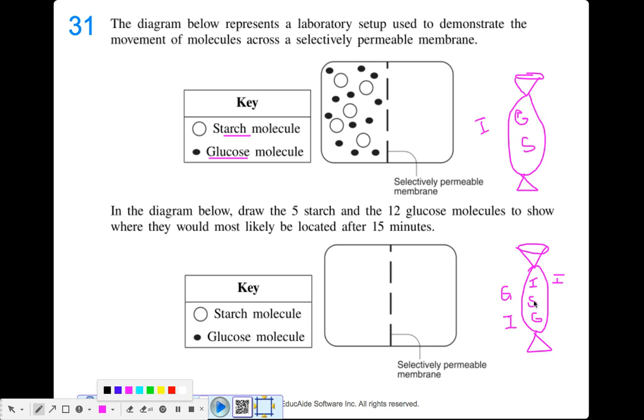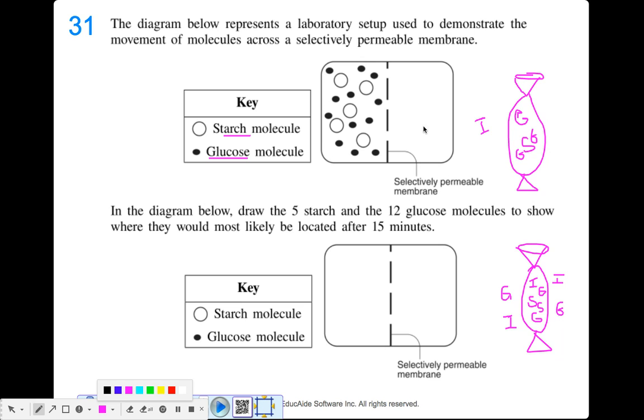So just think about this. Starch was too big to get out, but the glucose was able to get out. Just draw some more G's in there. Some more S's. Right? So yeah, iodine in, glucose in and out. But the starch is going to stay in.